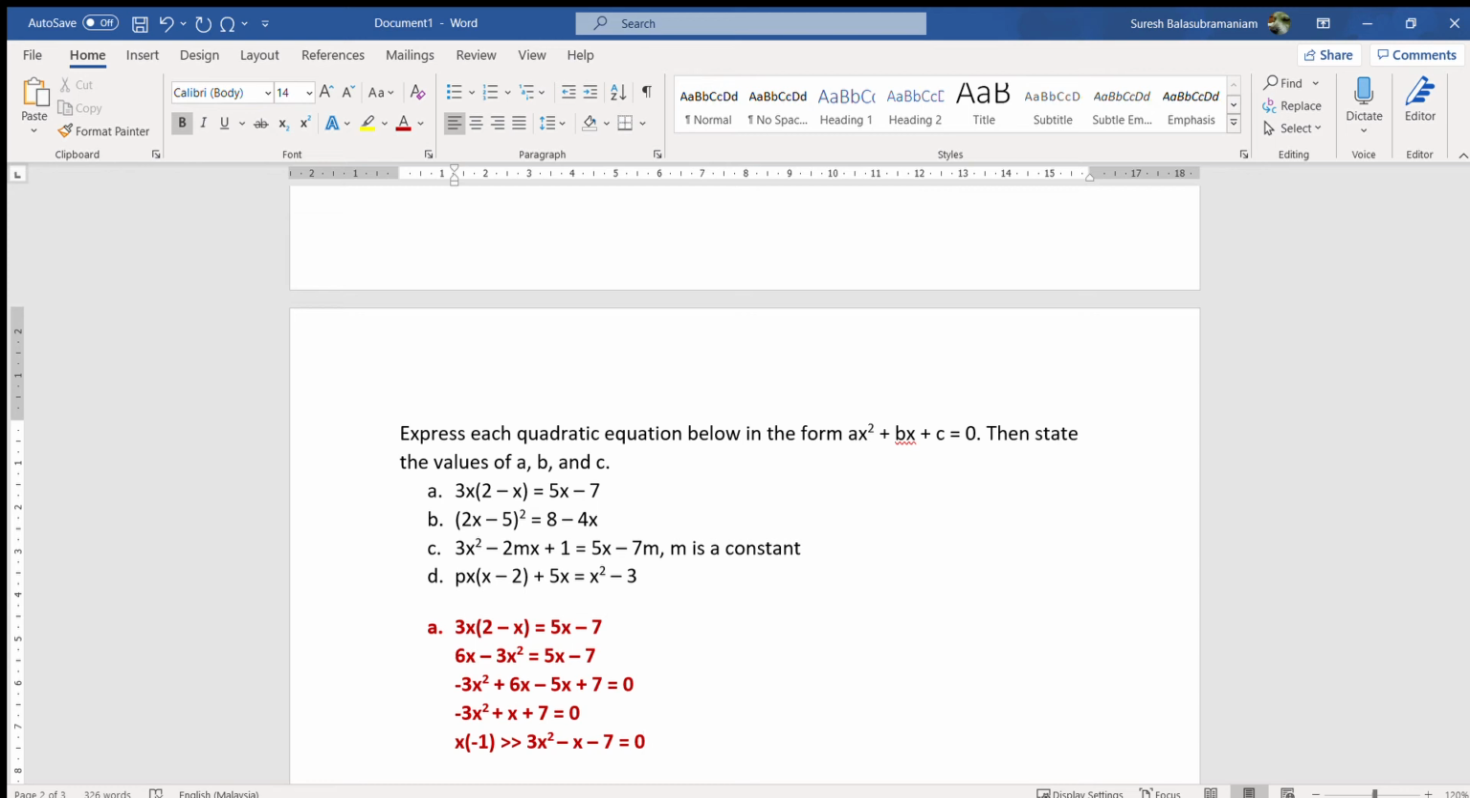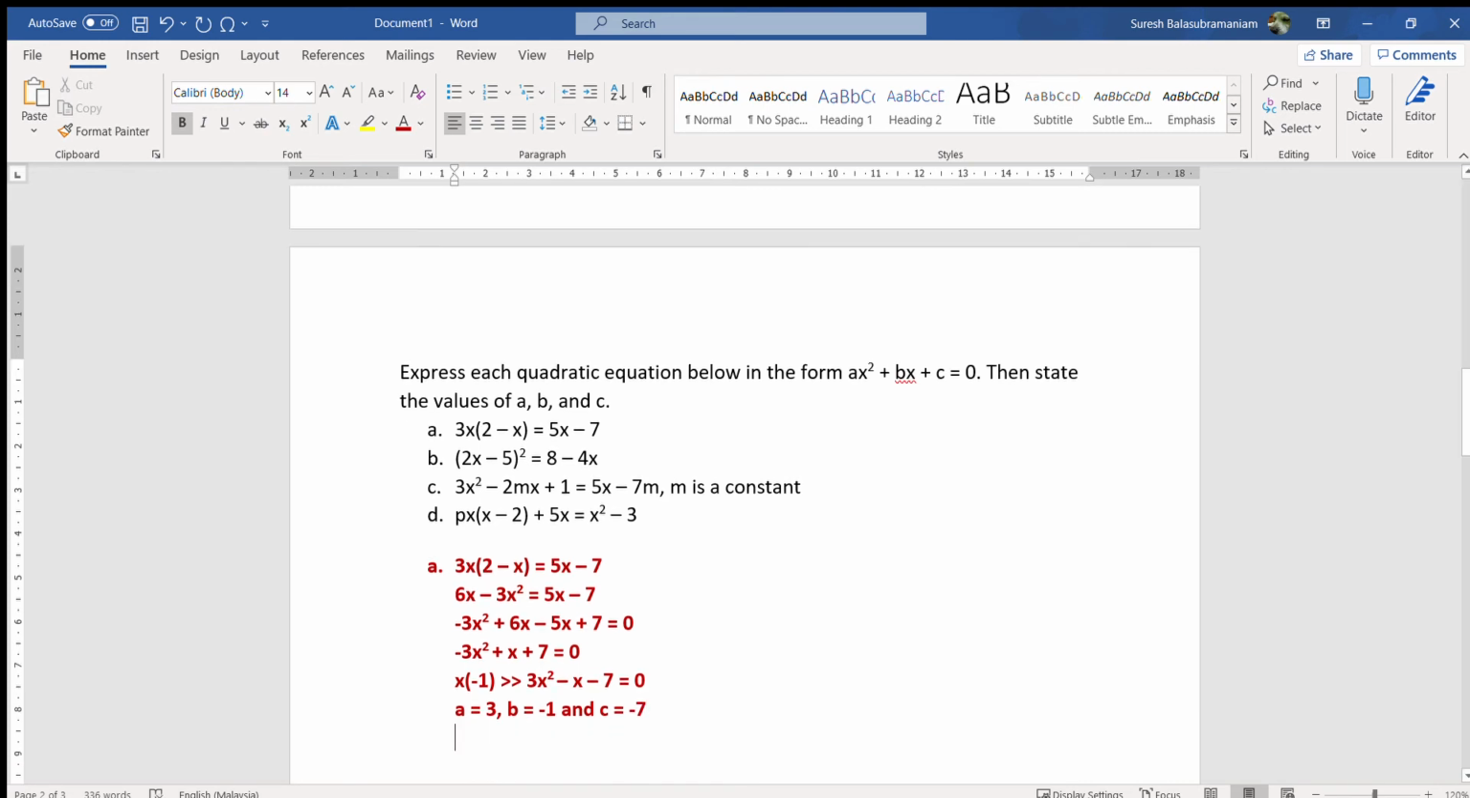Okay, so this is the form of ax squared plus bx plus c. And also the question asked us to state the values of a, b, and c. So in this case, a will be 3, b will be -1, and c will be -7. Okay, so that's the answer.